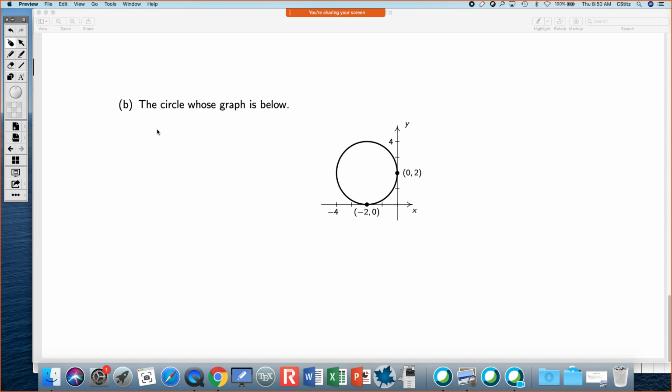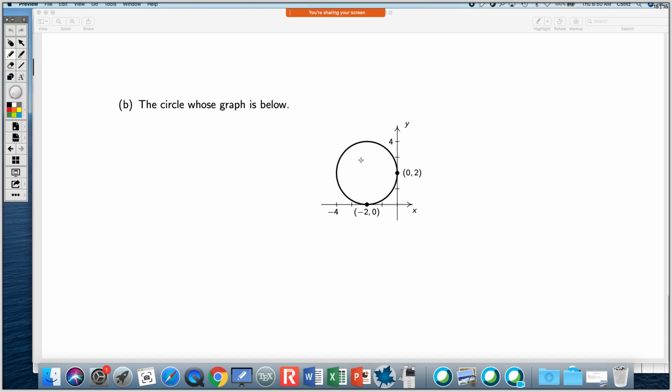All right, next example. We're trying to find the equation of the circle whose graph is given below. So we're told this is a circle, and we've got a couple of points here. This circle would be called tangent to the x and y axes. Tangent meaning the circle kind of comes up here and just touches the x-axis and the y-axis. So you might remember that word tangent. If you're going into calculus, you're going to hear the word tangent quite a bit, and it means the exact same thing as it means here.